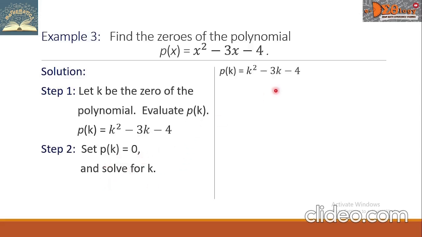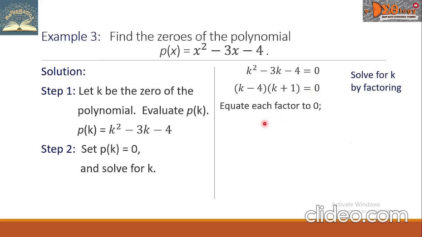We copy our equation in here, then this is equal to 0. We can disregard the p of k symbol, and from here, we're going to solve for k. We can solve this by factoring, and this becomes k minus 4 times the quantity k plus 1, equals 0. We equate each factor to 0, which means k minus 4 equals 0 and k plus 1 equals 0. Then we solve for k for each of these equations.